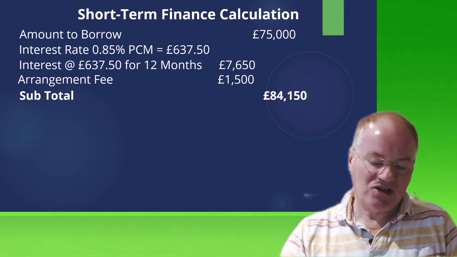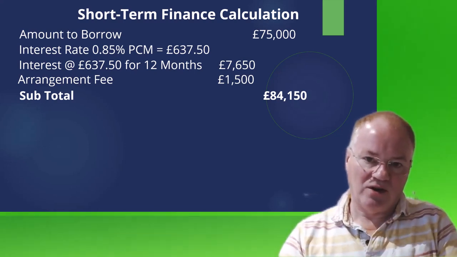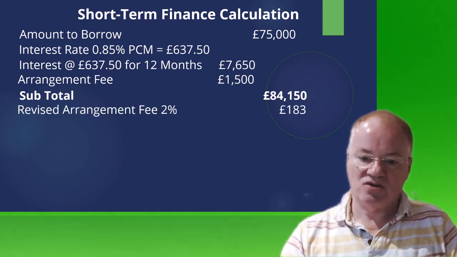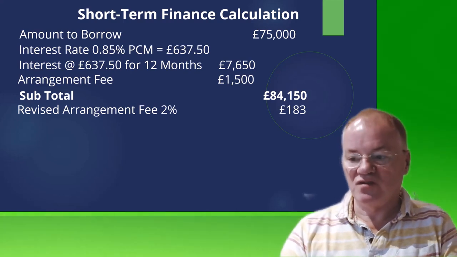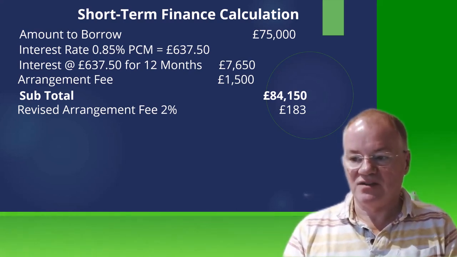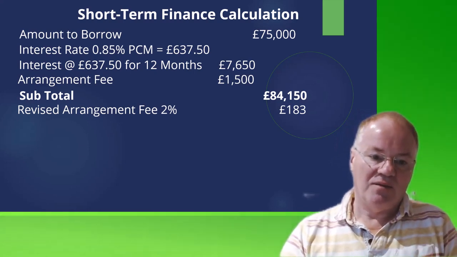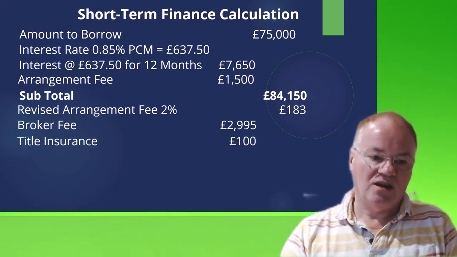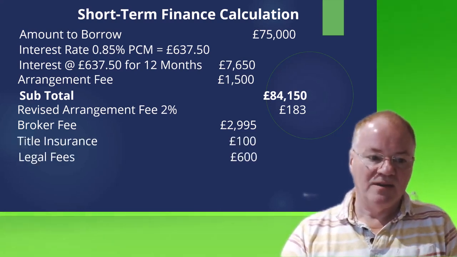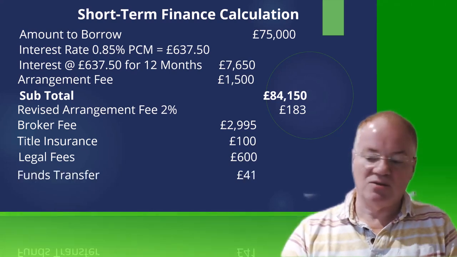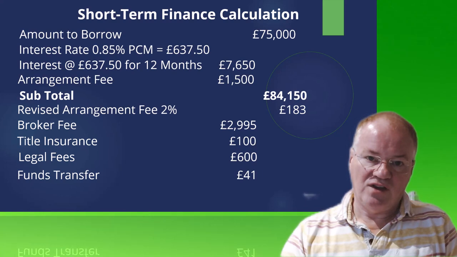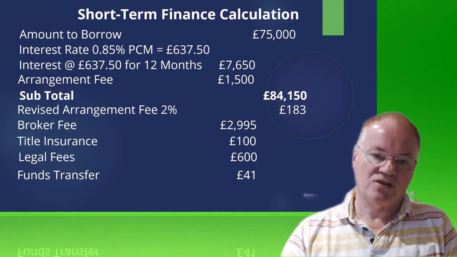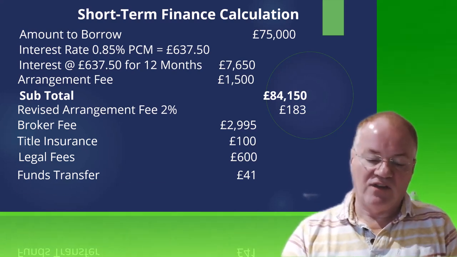So the actual amount that you appear to borrow and the actual amount you get into your bank account varies, and obviously you pay the interest on that. So the revised arrangement fee of 2%, so that's the additional amount on that 7,650 and the 1,500, is added to that. As an example of a way to work it out, you've got a broker fee, typically around £3,000, title insurance of £100, legal fees to pay, and that incidentally is the legal fees for the loan side, not your legal fees. You will have legal fees for your solicitor arranging this as well. And then they've got a funds transfer fee.